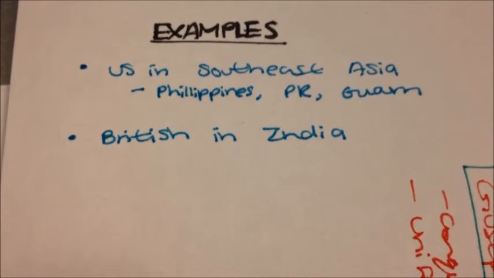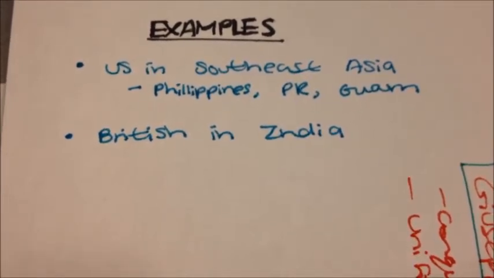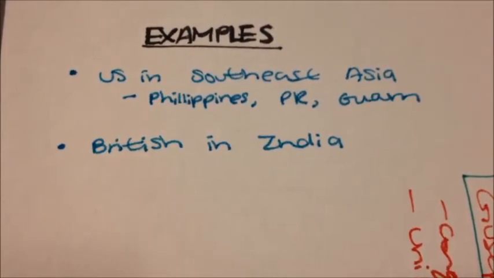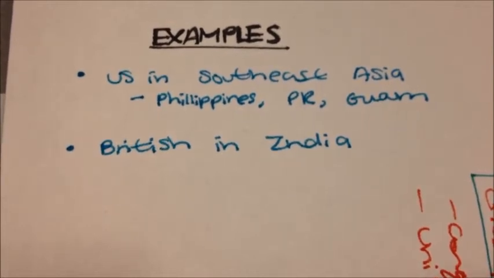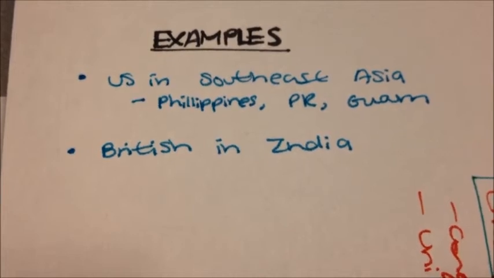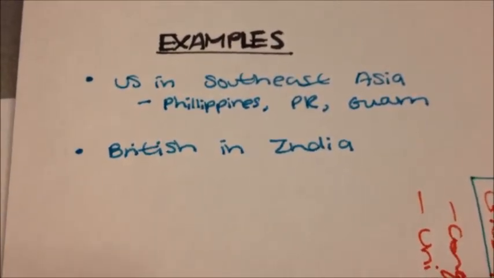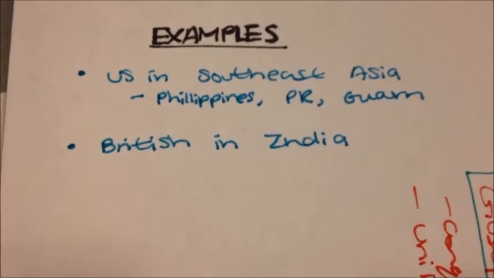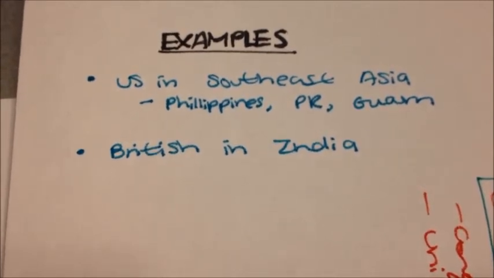So here are some examples of imperialism. The first one is the United States and Southeast Asia, also inclusive of Puerto Rico and Guam. All three of these have one thing in common, which is that they were gained by the United States from Spain after the United States won the Spanish-American War of 1898. As a result, the United States subsequently decided to impose its culture upon the people of Southeast Asia and Puerto Rico and Guam. And the British, of course, imperialized and colonized India.